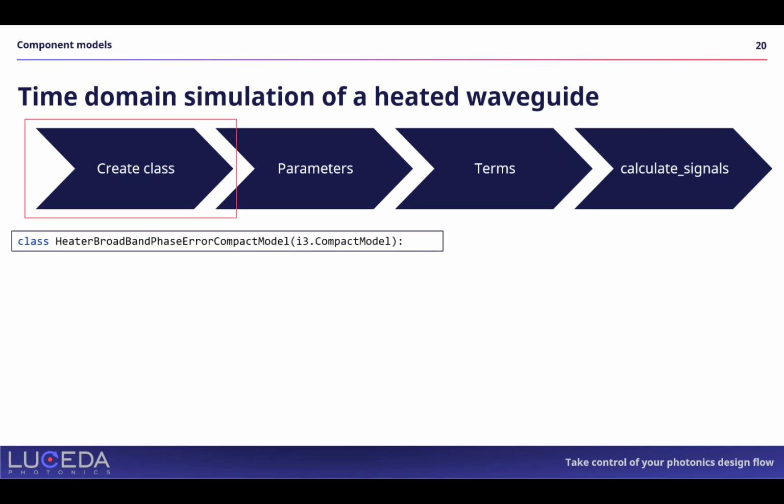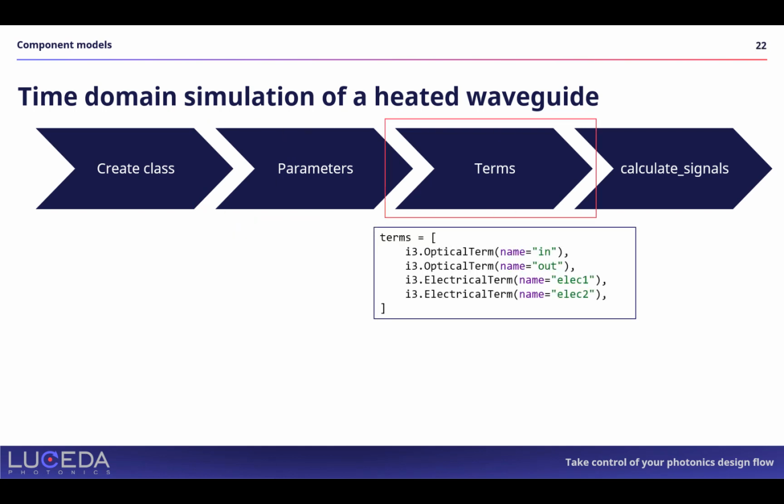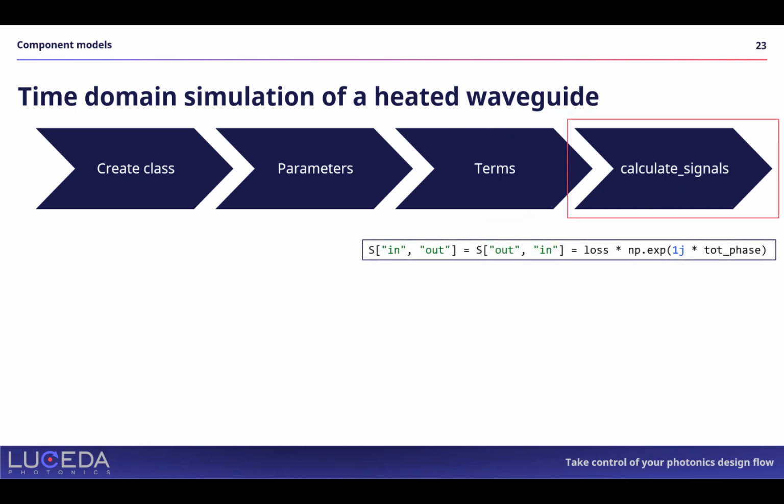So we create a new class for our new compact model, HeaterBroadbandPhaseErrorCompactModel, which inherits from i3.CompactModel. We define a new list of parameters. We define our optical and electrical terms. And finally, we calculate the signals.